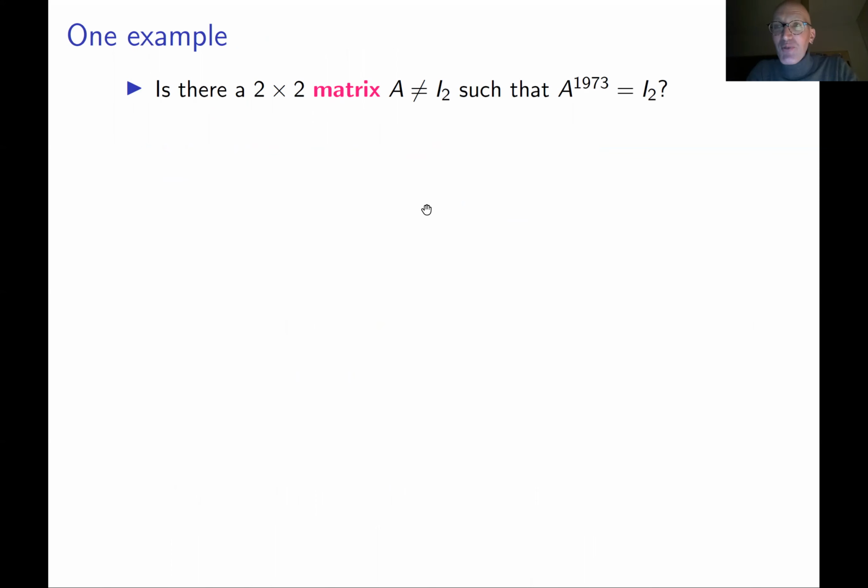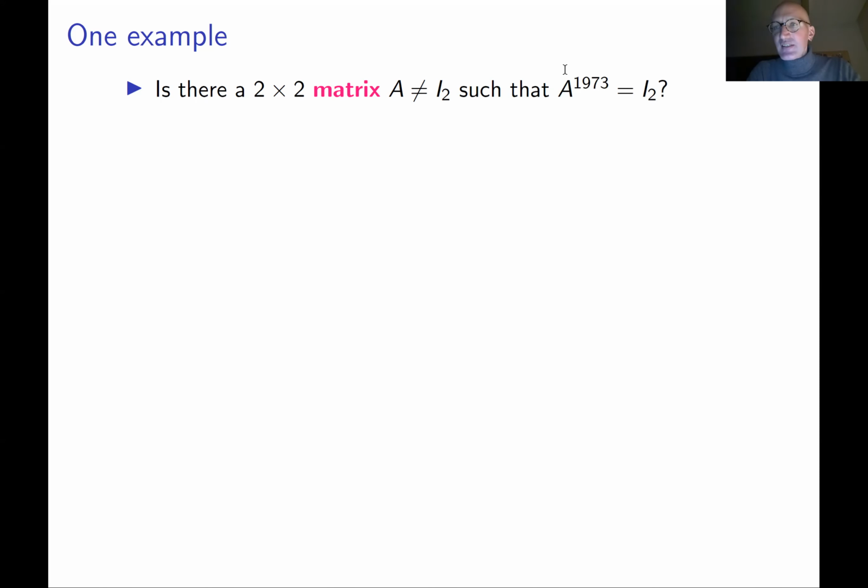Let me ask this question. You take a 2x2 matrix A and raise it to this huge power, 1973. This is not a very special number, it's just the year I was born. You raise it to this power and ask: is it possible that this power of this matrix is just the identity? Again, this power is a shortcut for a long product, A times A times A, 1973 times. Do we have such a matrix? Of course we do, we can take the identity matrix, and of course it's going to work.